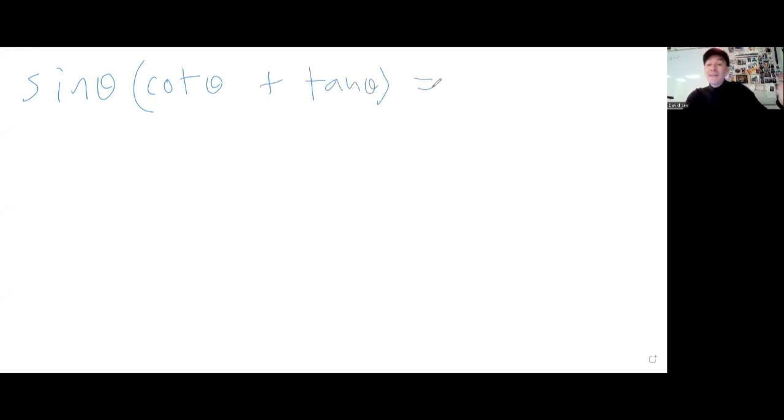Right here. Let's show that sine of theta times the cotangent of theta plus the tangent of theta, all of that simplifies to give you back in return secant of theta. So let's verify and establish this trigonometric identity. Maybe what we can do is distribute the sine of theta.